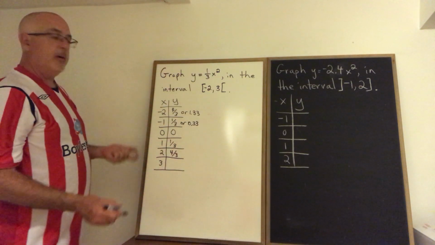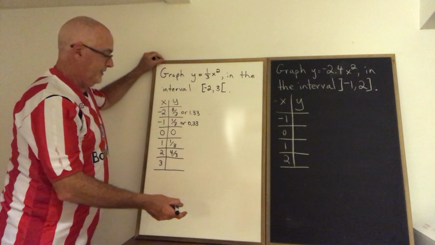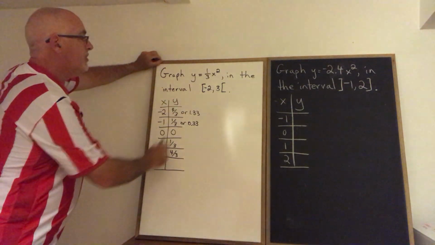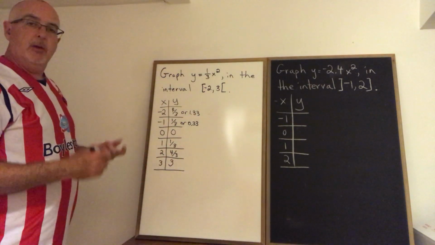And we shouldn't be surprised by that, because we know that when you square a negative number, you get a positive answer. And finally, if x is 3, 3 squared is 9, 9 times 1/3 is 3. We have enough points so that we can draw a graph.